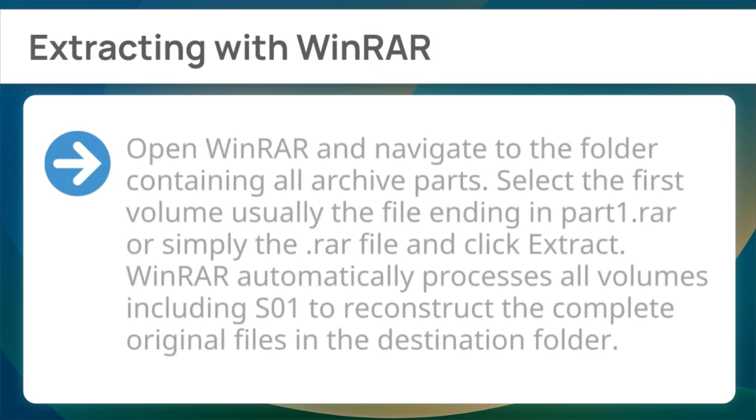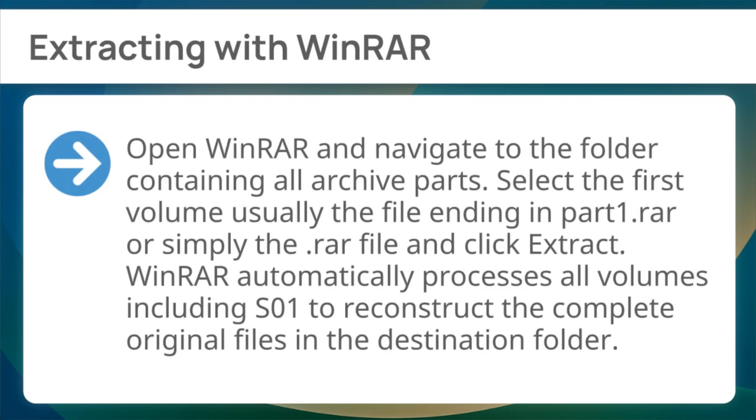Next, extracting with WinRAR. Open WinRAR and navigate to the folder containing all archive parts. Select the first volume, usually the file ending in part1.rar, or simply the .rar file, and click Extract. WinRAR automatically processes all volumes including S01 to reconstruct the complete original files in the destination folder.